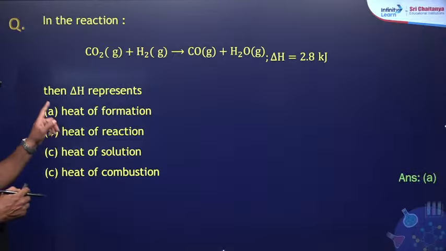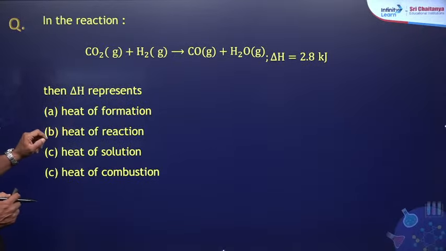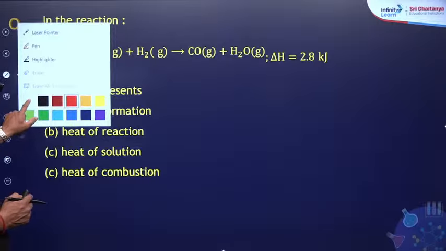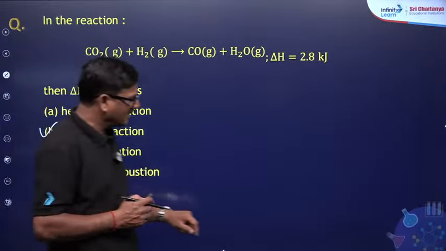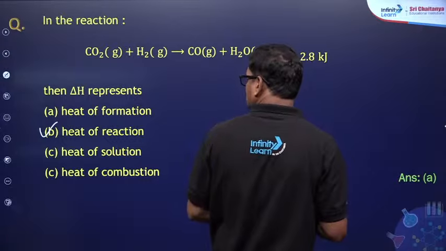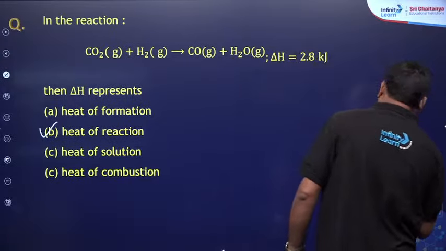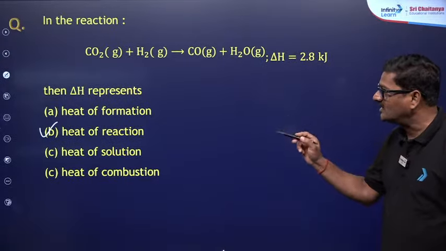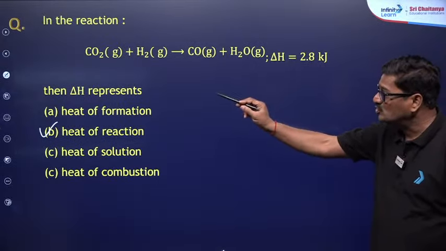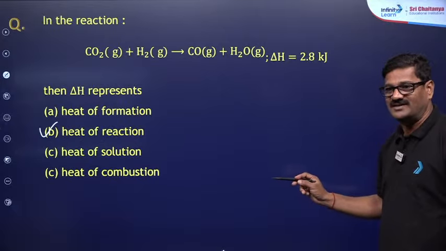It indicates enthalpy, heat of formation. So, it is not heat of formation, it is heat of reaction. This is a heat of reaction, the answer is B. Because for heat of formation, the reactants should be in the elemental state, right?